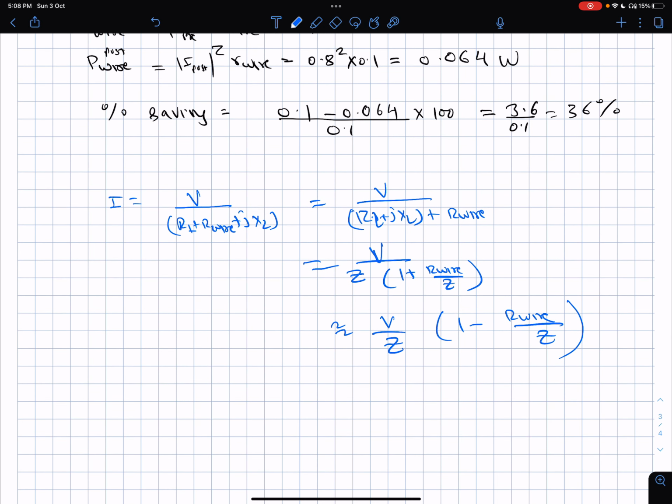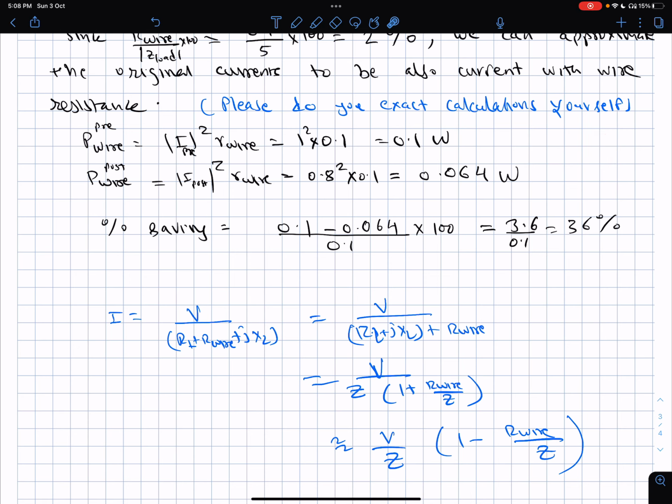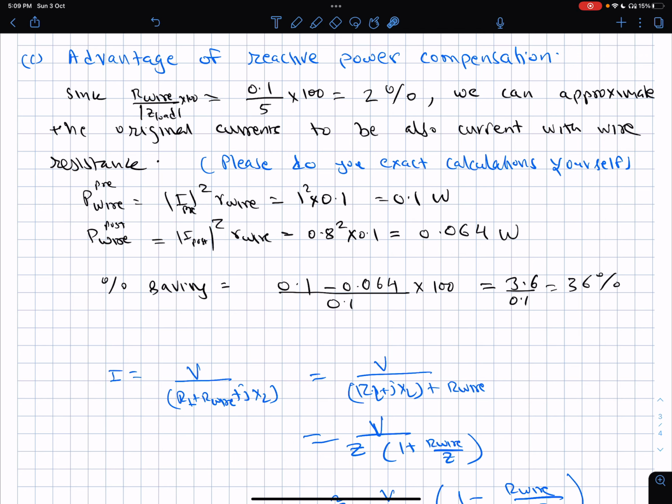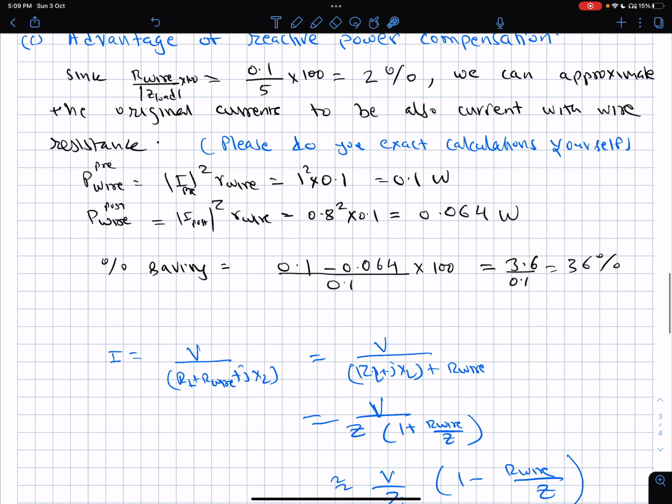We'll ignore it for our discussion, because I will leave it to you to calculate all the new currents and exact losses. But this back of the envelope calculation which I am going to do here will bring out to you the advantages clearly. Then you can actually put the exact numbers there. Since this wire resistance is small, I have taken only 2%. What I am saying is we can approximate the original currents to be also the currents with wire resistance.